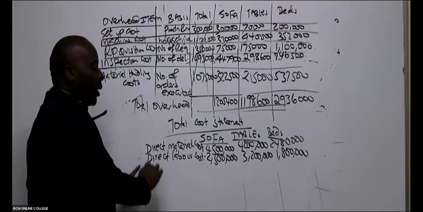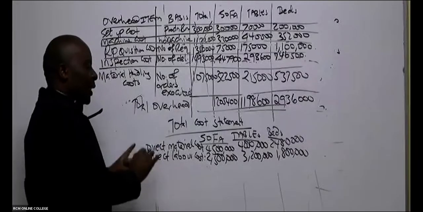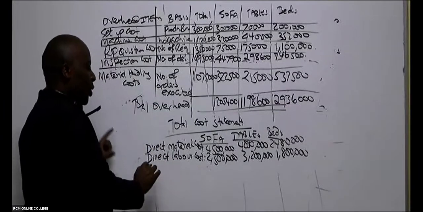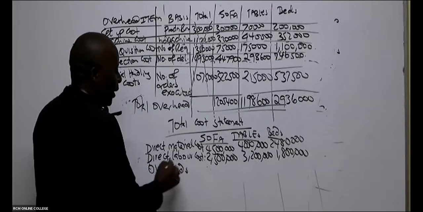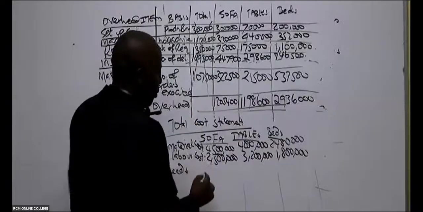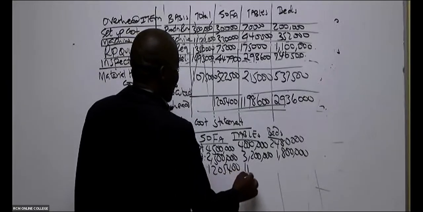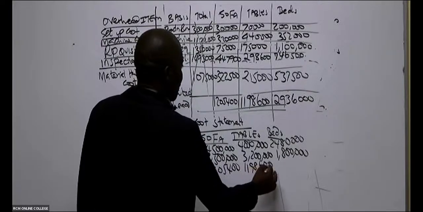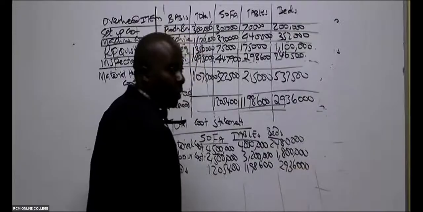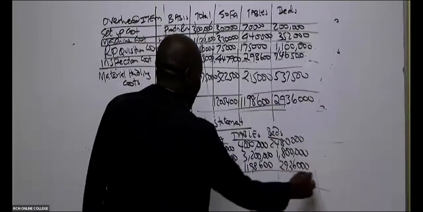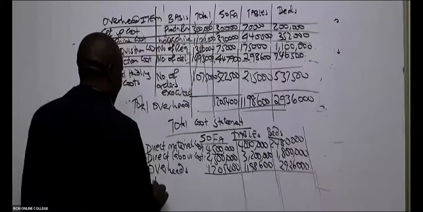You can either write the prime cost to get the total, although that step is unnecessary, unless the examiner wants it, don't write it. You simply come and give us the overheads here. Overheads, you already have them. So we have 1,205,400, 1,198,600, 2,936,000. So come and add this up and give me the total costs.